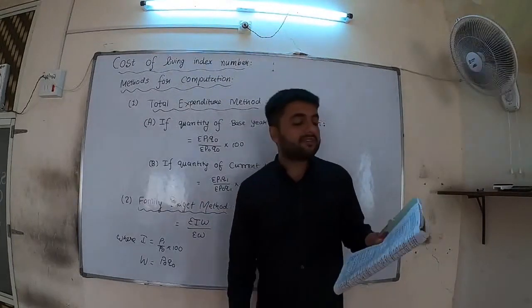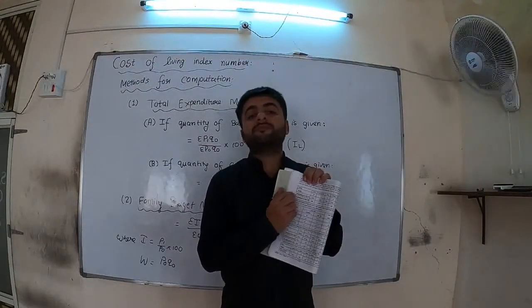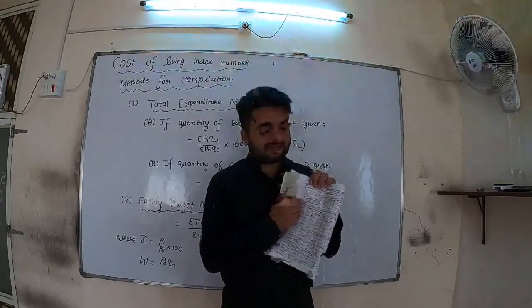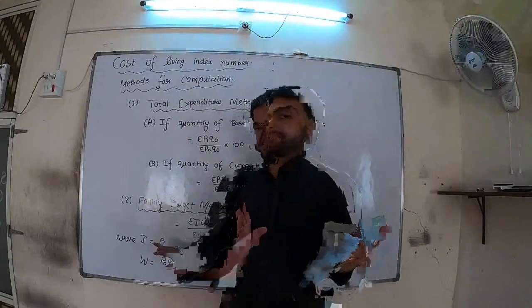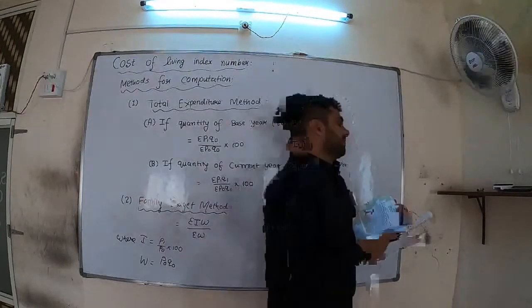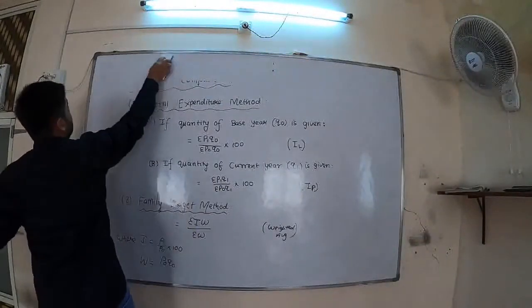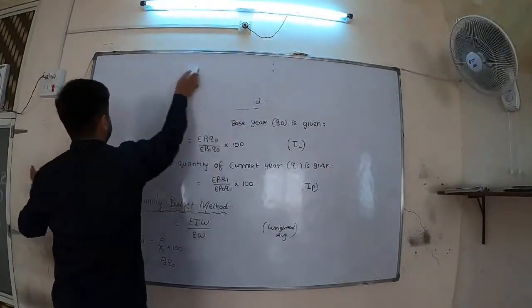There is a mistake, you have to change that. Expenditure is not right, it is price. The names of both these columns are a mistake. And one more extra question is that we have to solve by the family budget method.